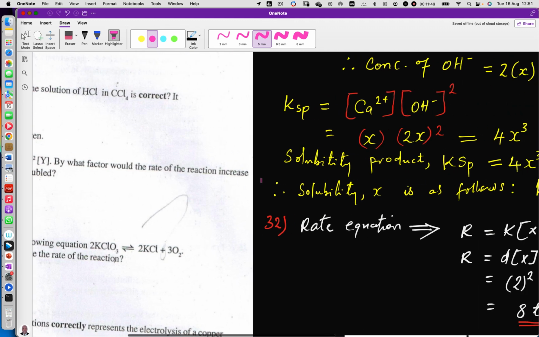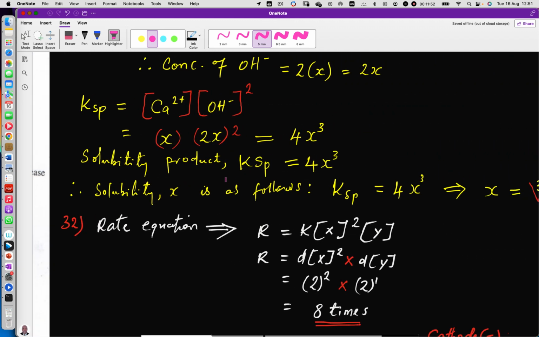Okay, you have observed it very well. This is the rate equation. This is how this problem can be solved. This is one of the methods. If you have another method, no problem. The rate is equal to k, the rate constant, times the concentration of X, the reactant, raised to the power 2, that is, second order, then times the concentration of Y.